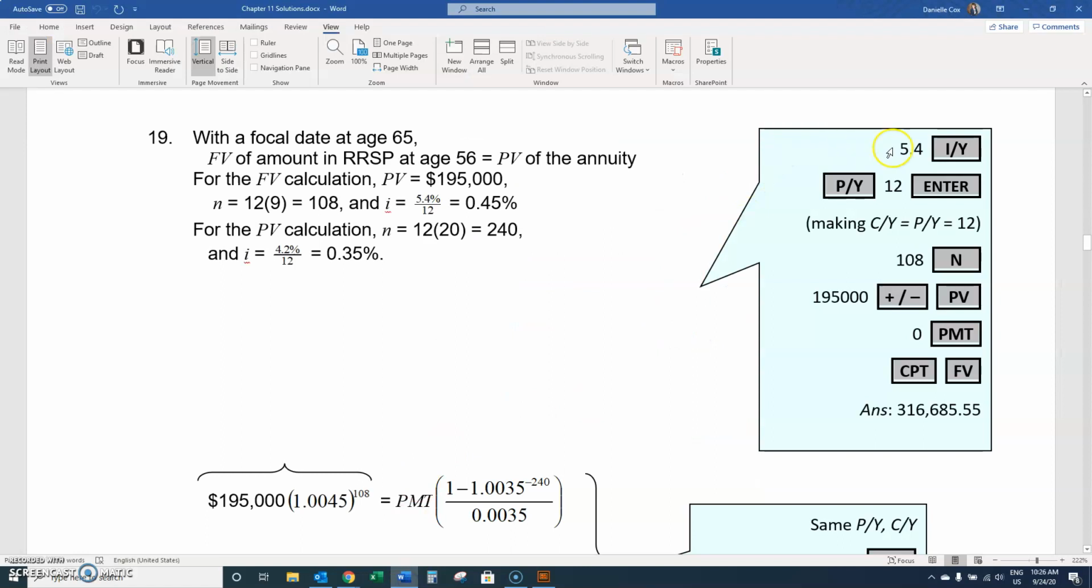So the first thing is the 5.4%, PY and CY equal 12. It was the 9 years at 12 monthly, so 108 is our N. The amount that she had already accumulated was $195,000, so that's our present value. No more payments were being made. So at the end of that 9-year period, when she is 65, she will have $316,685.55 in her RRSP. Then she's going to use that money to purchase an annuity.